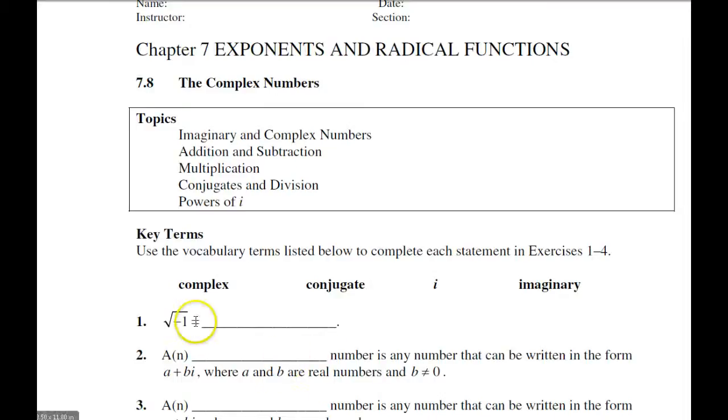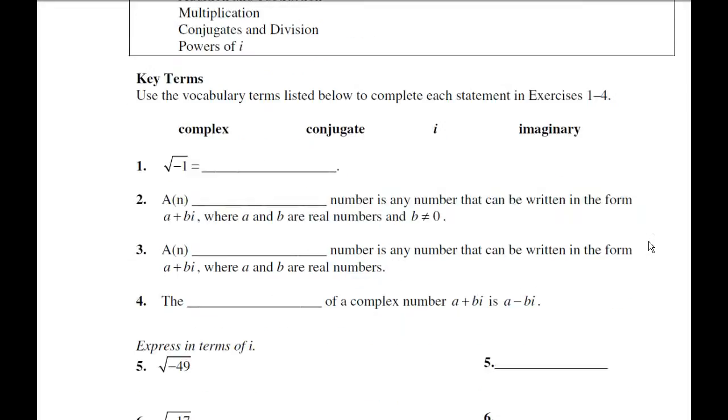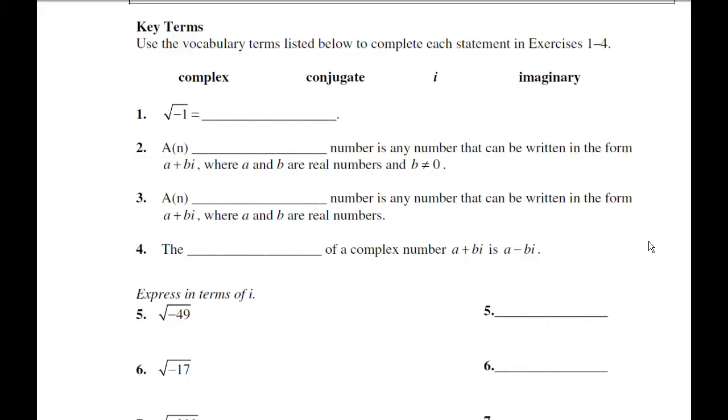As we continue and complete Chapter 7, our last topic is the complex numbers. So we'll be dealing with them and adding and subtracting, multiplication. We're going to talk about conjugates and divisions and then powers of i. So let's take a look at the words for fill-ins from 1 through 4.